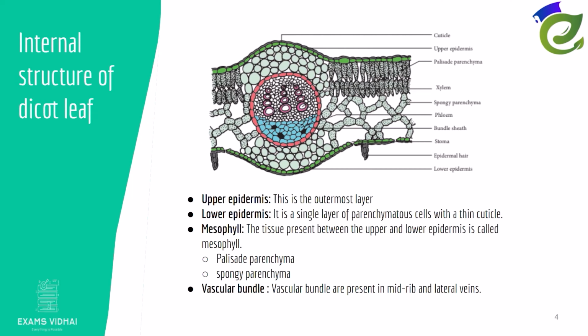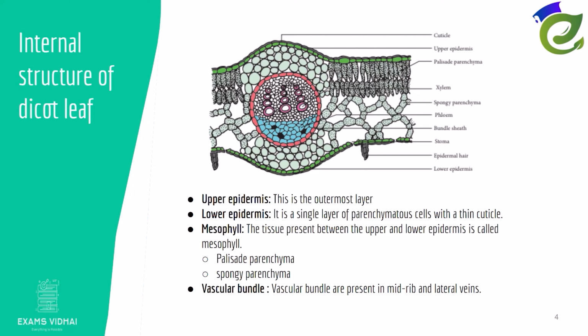And then we have the mesophyll. This tissue is present between the upper and the lower epidermis. It is differentiated into palisade parenchyma and spongy parenchyma. So the palisade parenchyma is found just below the upper epidermis. These cells are elongated. The cells have more number of chloroplasts. The cells do not have intercellular spaces and they take part in photosynthesis.